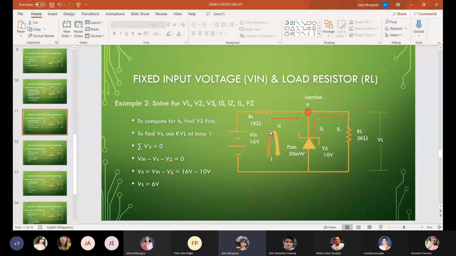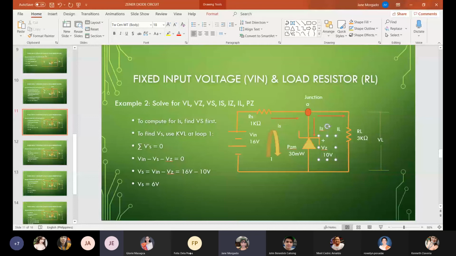Negative po. Ayan, minus VS, or minus ISRS. And for the Zener, kasi Zener in reverse bias, ano na ba? Dumaan na kay RS. So, ano na sunod? Pagdating kay Zener, saan lumabas? Negative. Yan. Minus VZ.